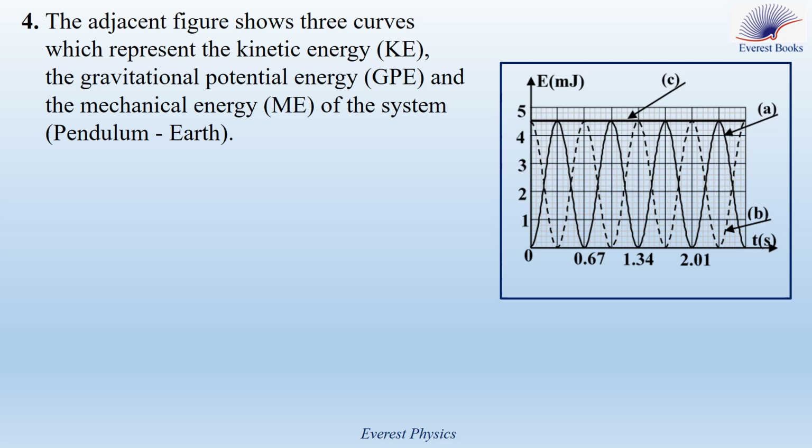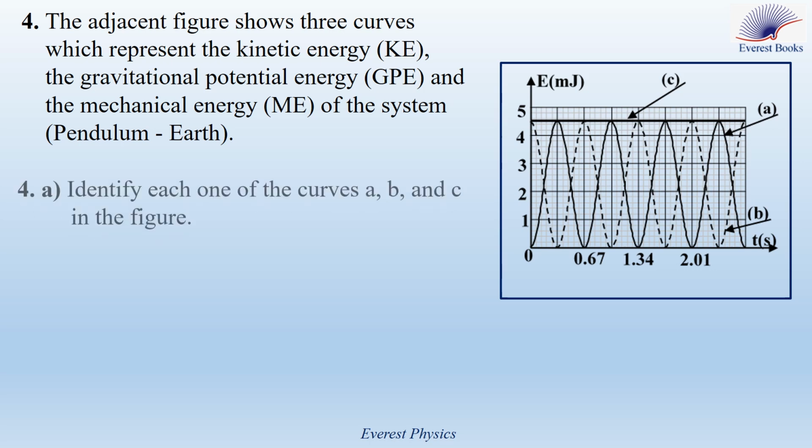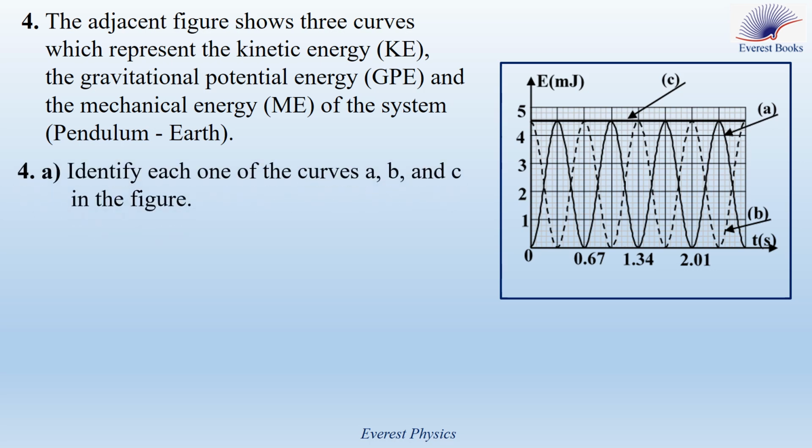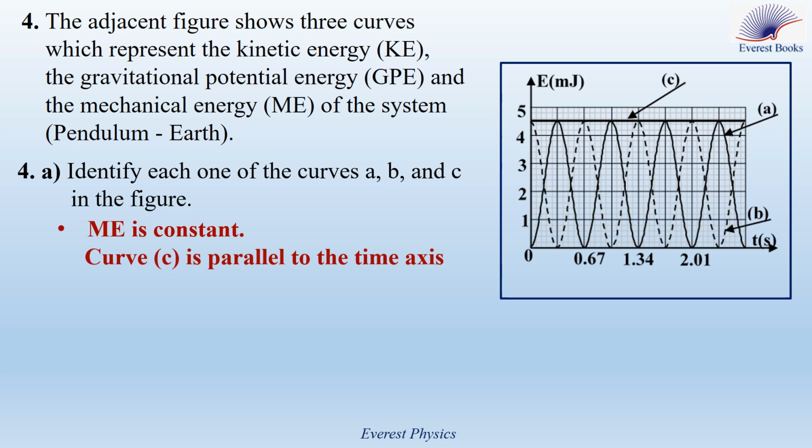4. The adjacent figure shows three curves which represent the kinetic energy KE, the gravitational potential energy GPE, and the mechanical energy ME of the system Pendulum-Earth. 4a. Identify each one of the curves A, B, and C in the figure. We know that the mechanical energy is conserved. Look at the figure. Curve C is parallel to the time axis, so curve C represents the mechanical energy.